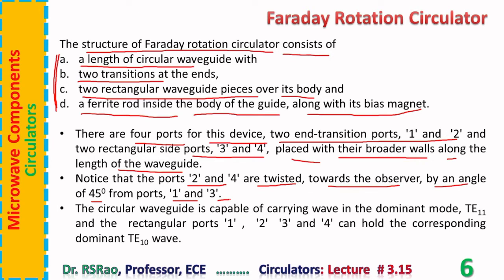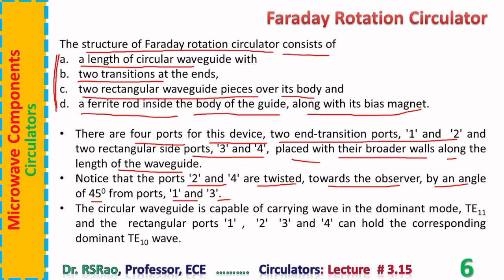Twist is a passive component. If we consider a piece of ordinary rectangular waveguide, it has two ports. Its ports you can find parallel to each other. This is the case with ordinary rectangular waveguides.